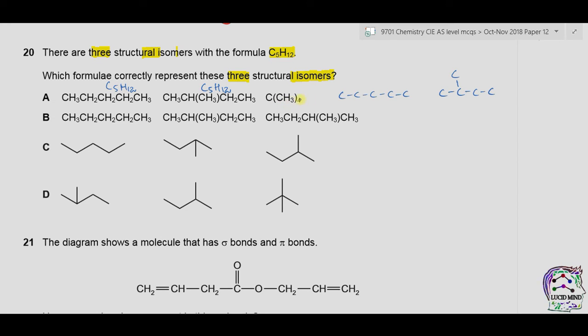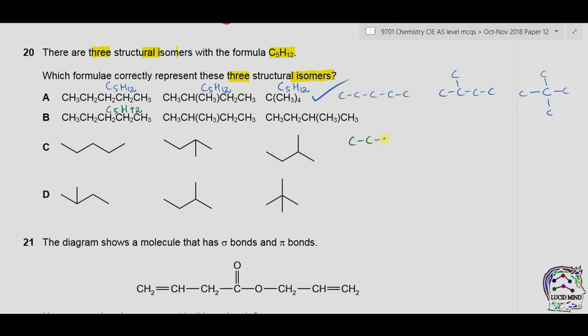Then we have this compound which is in such a way that this carbon makes 4 single bonds with 4 CH3. So this is also a possible structural isomer as the formula is same, C5H12. So A could be the correct option. Now in part B, we have 5 carbon atoms in the long chain. The formula is C5H12.